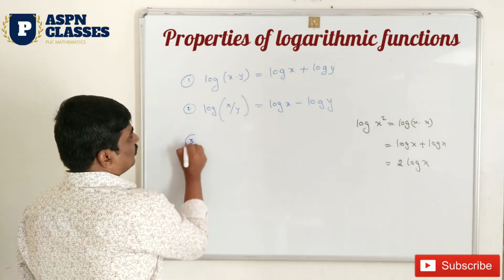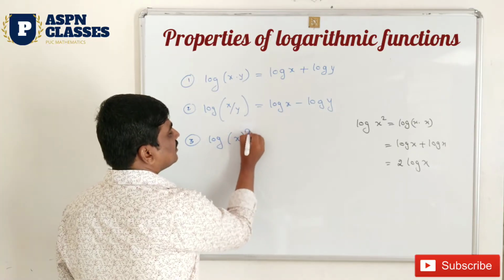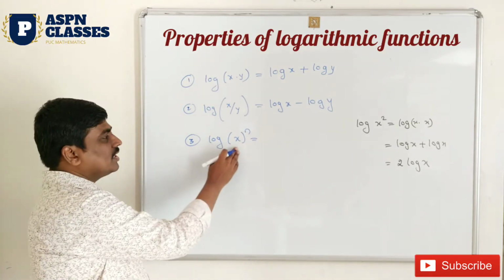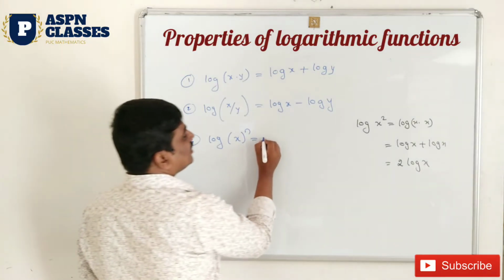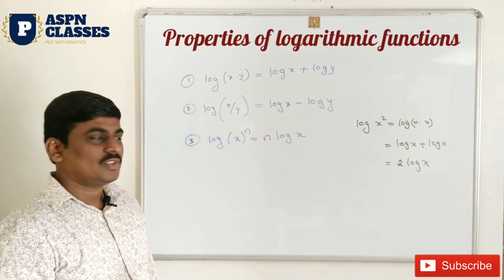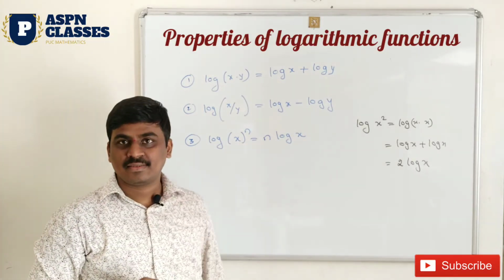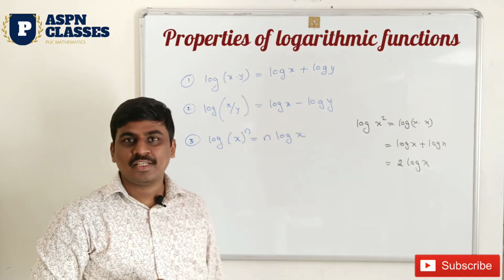That is the third property: log of x raised to n means you write n times log of x. What is the third property? Log of x raised to n means n into log of x. There is one proof already, I will show it here.